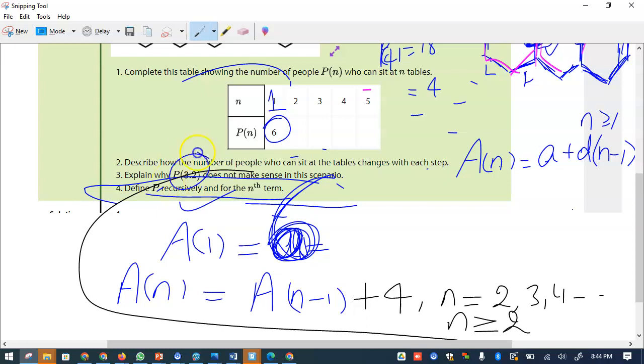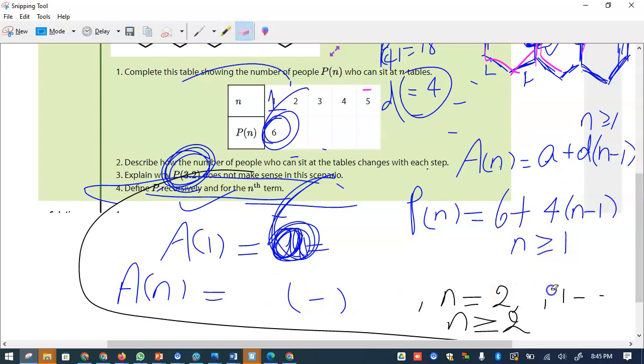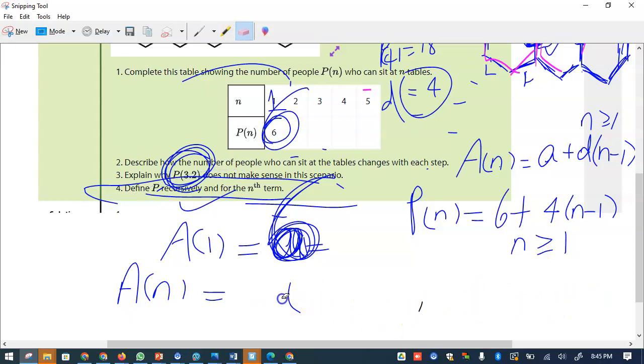So the population is started with p, so it is p of n equals, in the beginning you had 6, so that's the a, a is 6, plus d is 4, the rate of change, times n minus 1, and then you say n greater than or equal to 1. So this is how you're supposed to write it, and not greater than or equal to 2, because that is for the recursive one you wrote now.